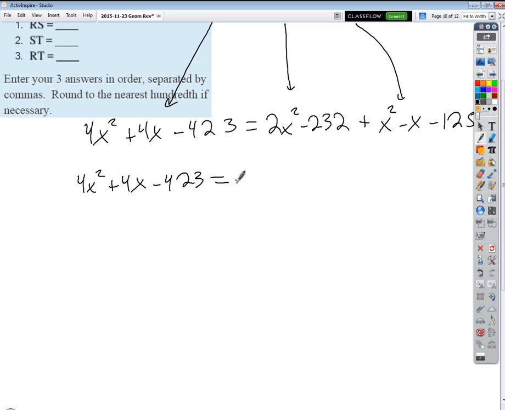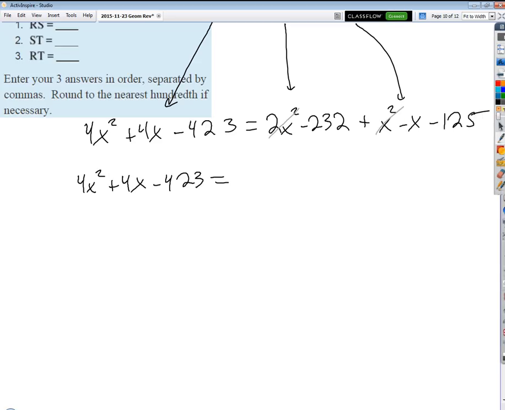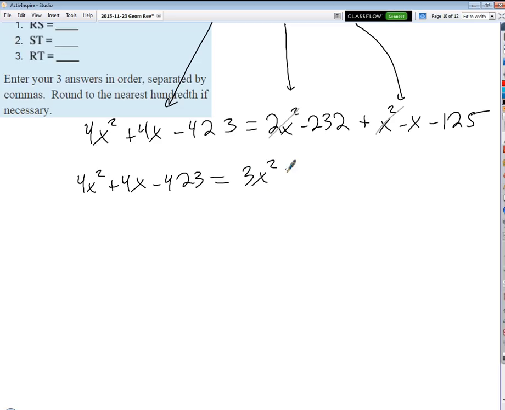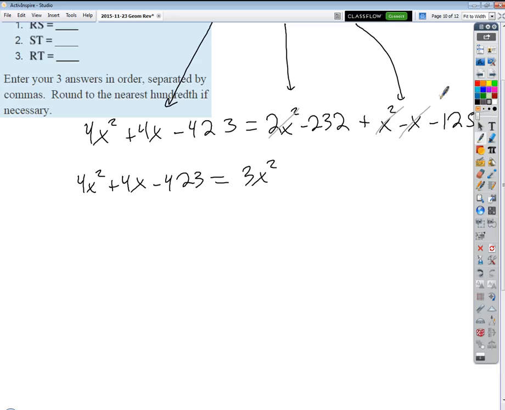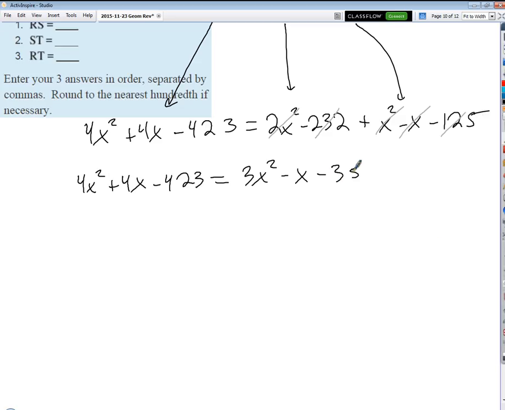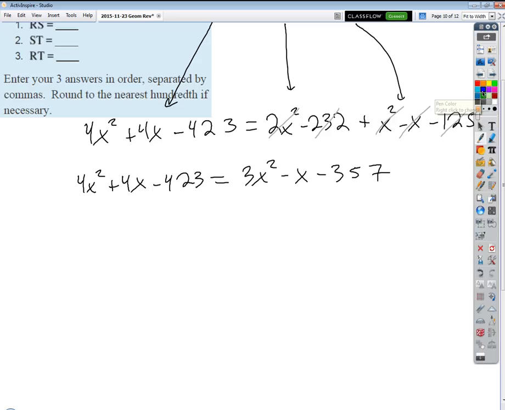But on this side, if I collect like terms, how many x squareds are there? Well, there's 2x squared plus x squared. So those combine to give me a total of 3x squareds, right? How many x terms are there? Just one. So I've got a minus x, and then how many numbers? Well, I've got a negative 232 and a negative 125, and that adds up to 357? So minus 357. Okay, so where to go from here?